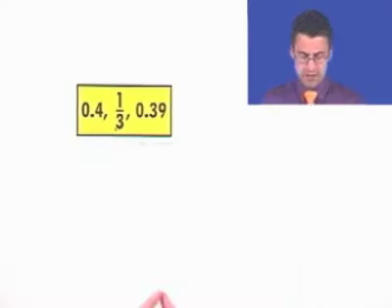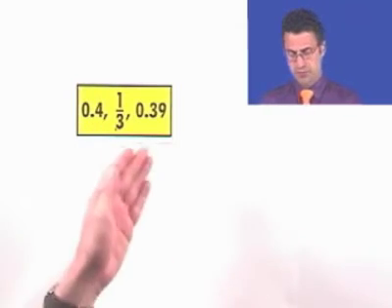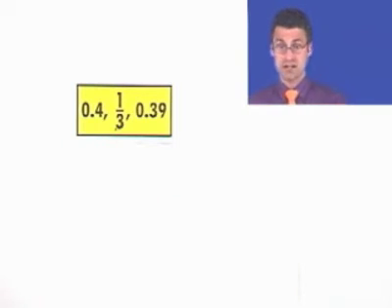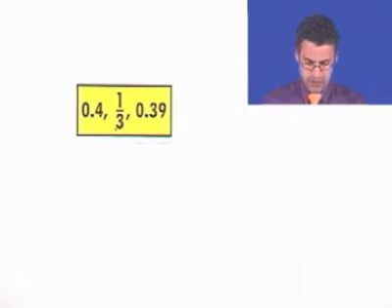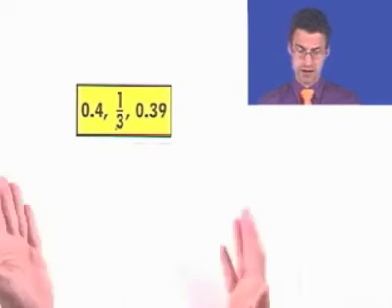Suppose that you wanted to take a list of numbers and order them. Well, here are three: 0.4, 1/3, and 0.39. And I want to order them from smallest to largest. Now, how am I going to do that? Well, what I'm going to do is first convert everything to a decimal. That's the best way to compare these numbers.